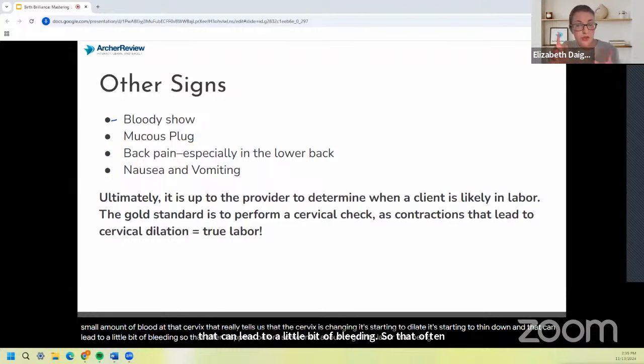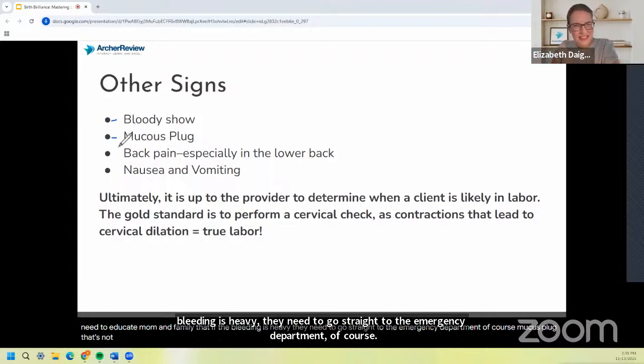That being said, you do want to educate the client. Now, a little bit of blood is kind of expected before labor. Large amount of bleeding definitely not expected. So we definitely need to educate mom and family that if the bleeding is heavy, they need to go straight to the emergency department, of course.